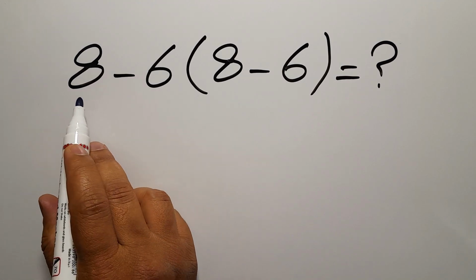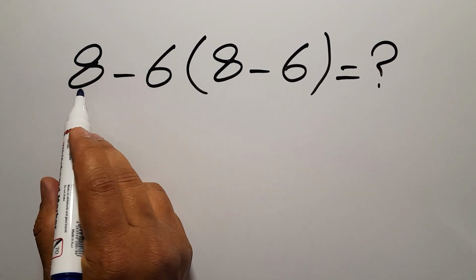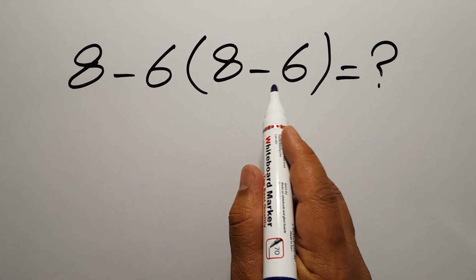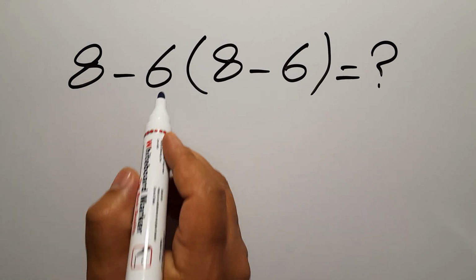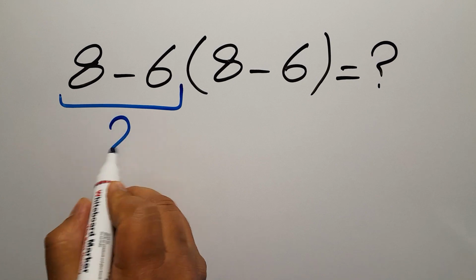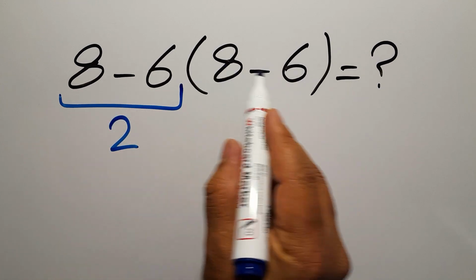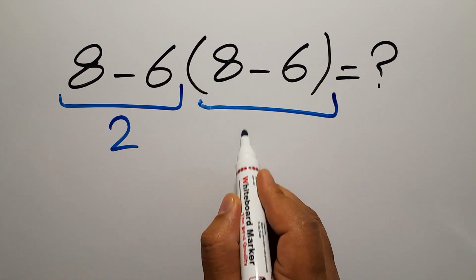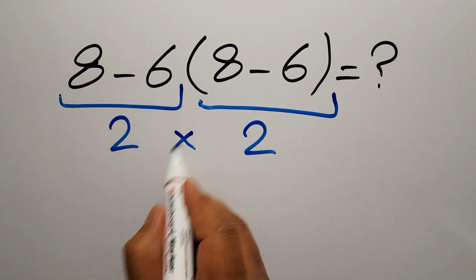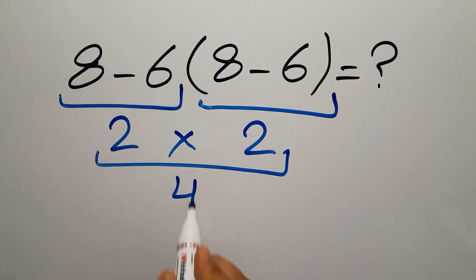In this video, we want to find the value of this expression: 8 minus 6, then times 8 minus 6. 8 minus 6 gives us 2. And again, here we have 8 minus 6, which equals 2. So 2 times 2, which equals 4. But this answer is not correct.